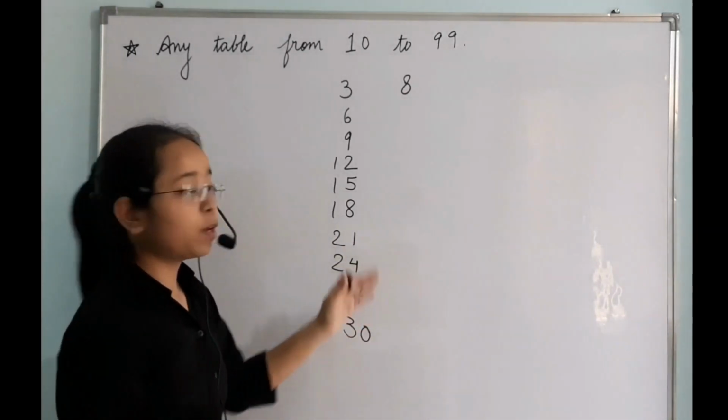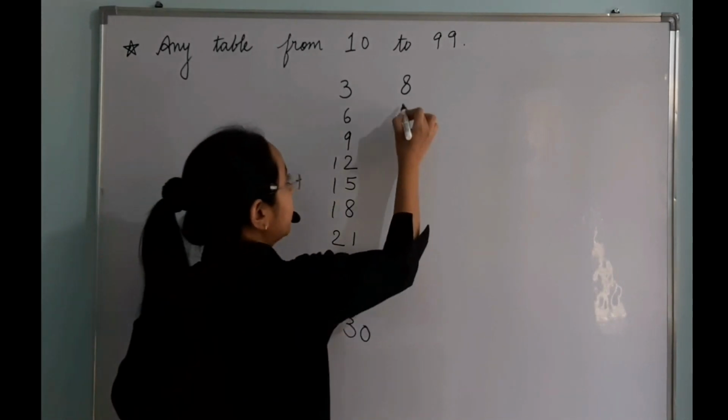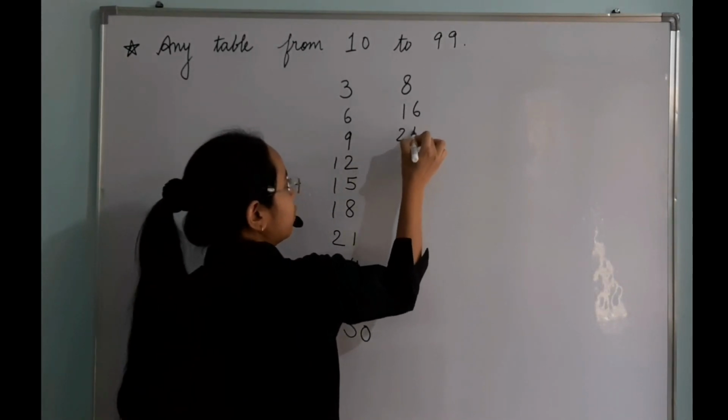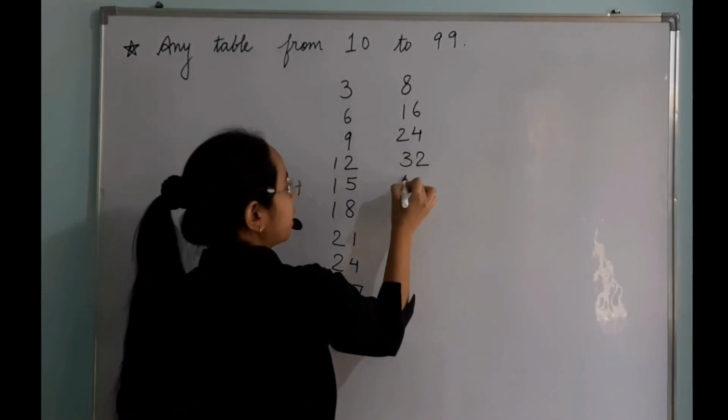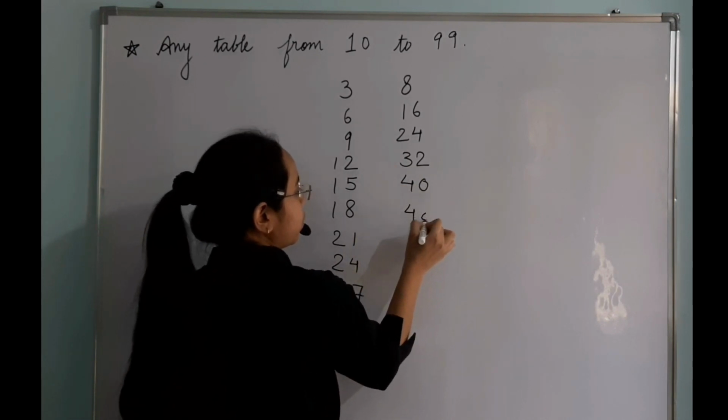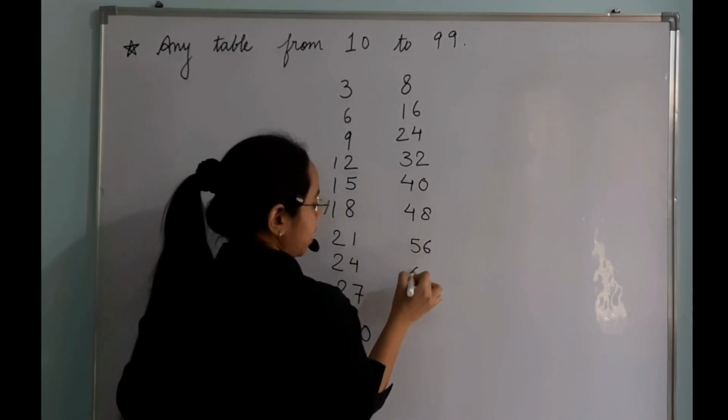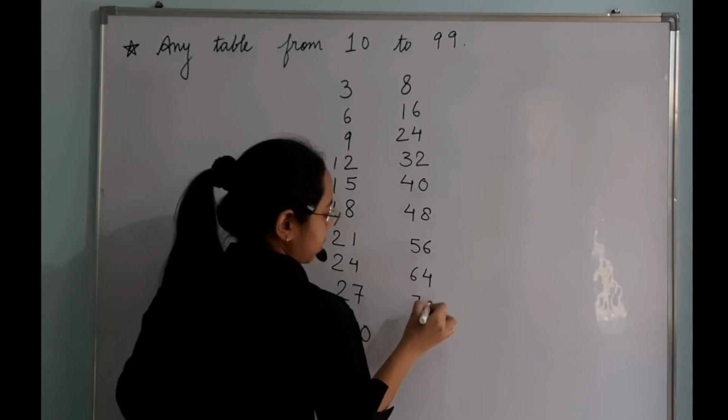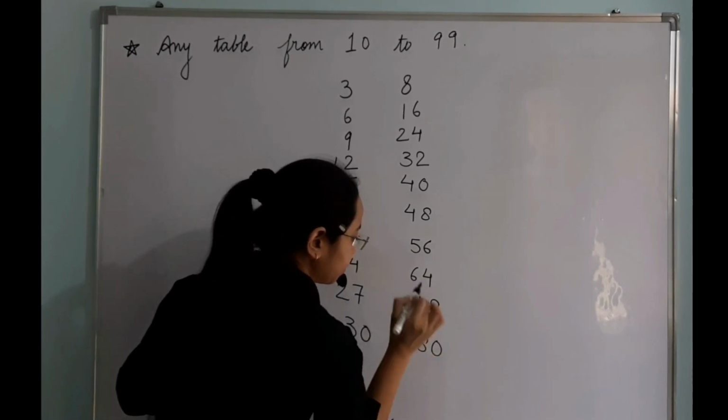Now we will write the table of 8 below 8. 8 ones are 8, 8 twos are 16, 8 threes are 24, 8 fours are 32, 8 fives are 40, 8 sixes are 48, 8 sevens are 56, 8 eights are 64, 8 nines are 72 and 8 tens are 80.